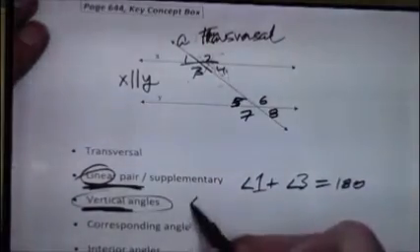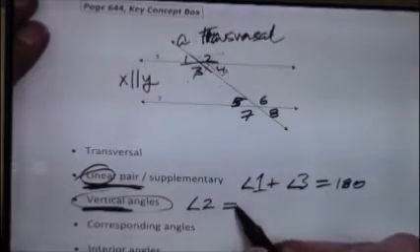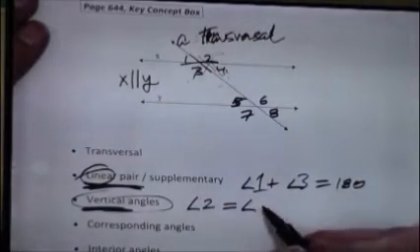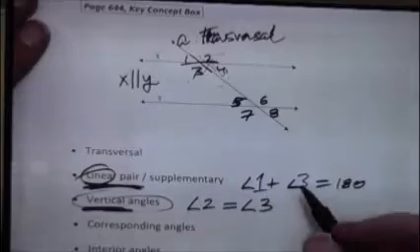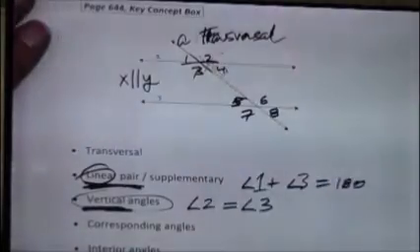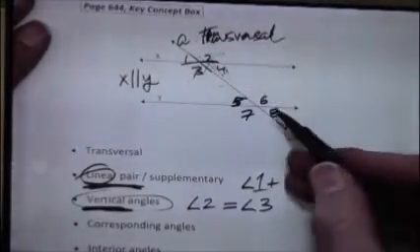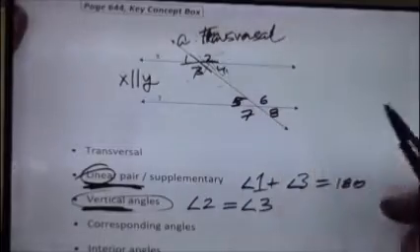So in this case, that means the amount of angle 2 is equal to the amount of angle 3. So those two are vertical angles. So are 1 and 4. So are 6 and 7. So are 5 and 8.